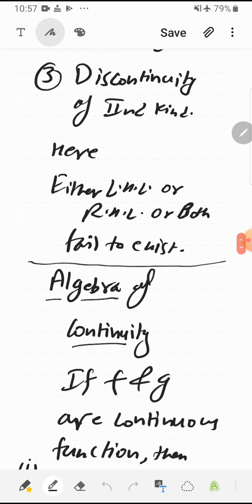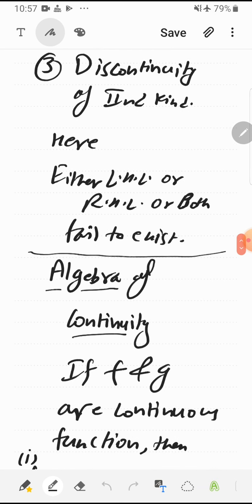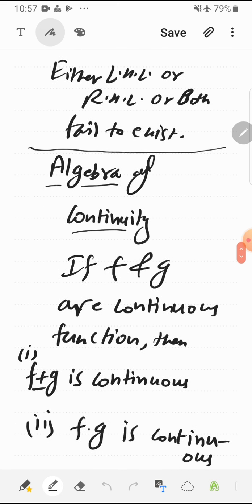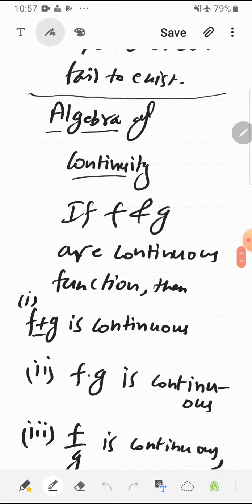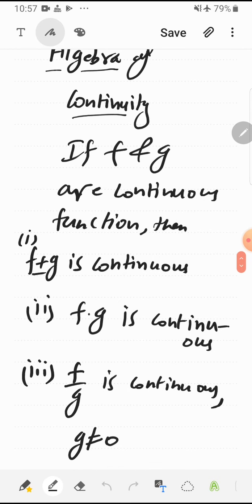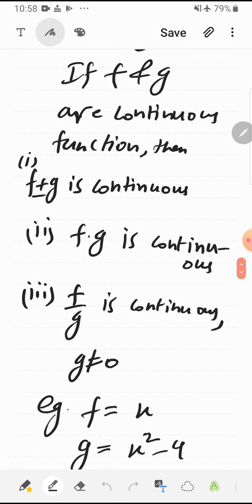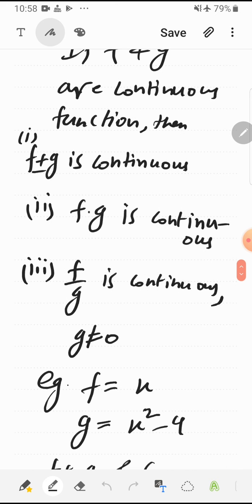Next is very important, algebra of continuity. Suppose f and g are two continuous functions, then first, f plus g and f minus g are continuous. Second, f into g is continuous. Third, f over g is continuous, but since it has a denominator, we have to be very careful that g is not equal to 0. Obviously on those points f upon g is continuous. Let us elaborate the third point with an example.